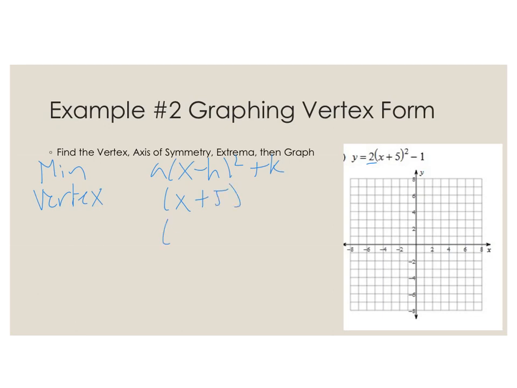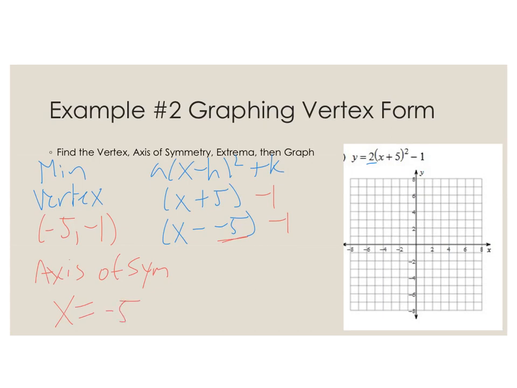We can rewrite x plus 5 as x minus a negative 5. Remember, minusing a negative means plus. So h is now going to be a negative 5. If you think anything inside the parentheses, switch the signs. Since it was a plus 5, we're going to write it as a negative 5 for h. The k stays what it is, negative 1. Axis of symmetry: since you have the vertex, you have the axis of symmetry. Make sure you write it correctly. x equals the x value, negative 5.